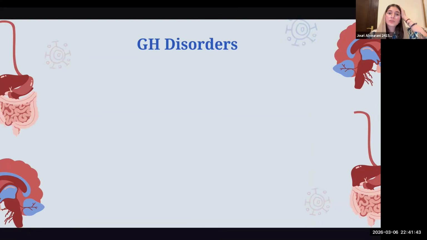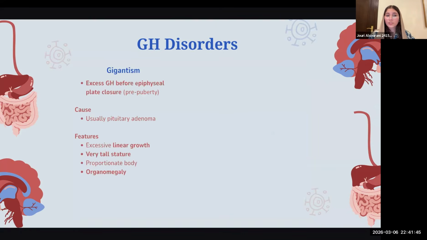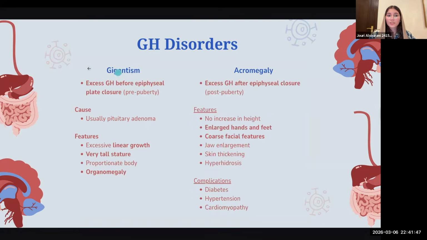So what are some disorders of the growth hormone? We went through these briefly before. We said gigantism. This is when we have excess growth hormone pre-puberty, so before the epiphyseal plates close. Mainly caused by a pituitary adenoma. And what we're going to have here, we said we're going to have very tall stature. These patients are going to be very tall. They're going to have excessive linear growth. Their bodies are going to be proportionate, and they're also going to have organomegaly, so they're going to have enlargement of their organs.